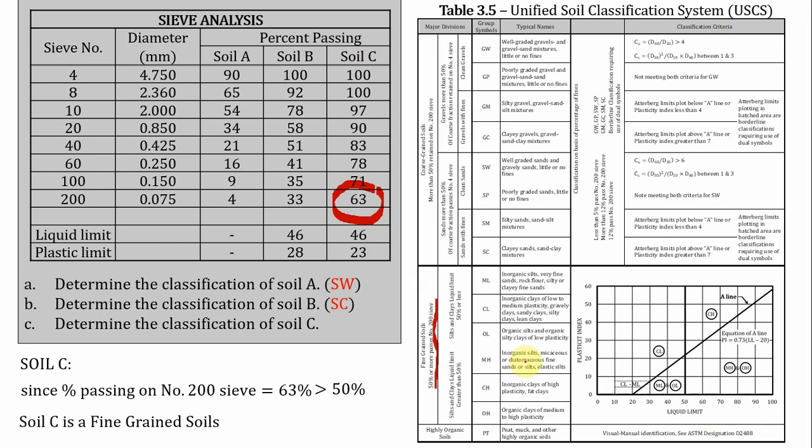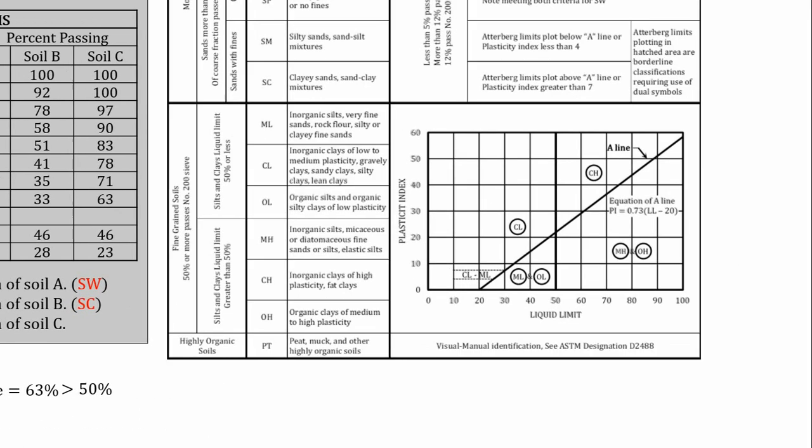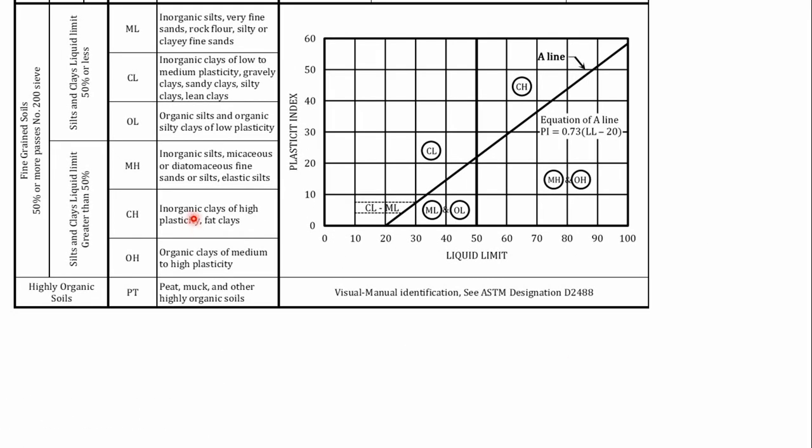Okay, so when it is a fine grain soil, class, we look at the table here. Let's zoom in so we can see it clearly. So for soil C, let's first put in the given liquid limit of soil C. The liquid limit, LL, of soil C is 46%. The plastic limit of soil C is 23%.